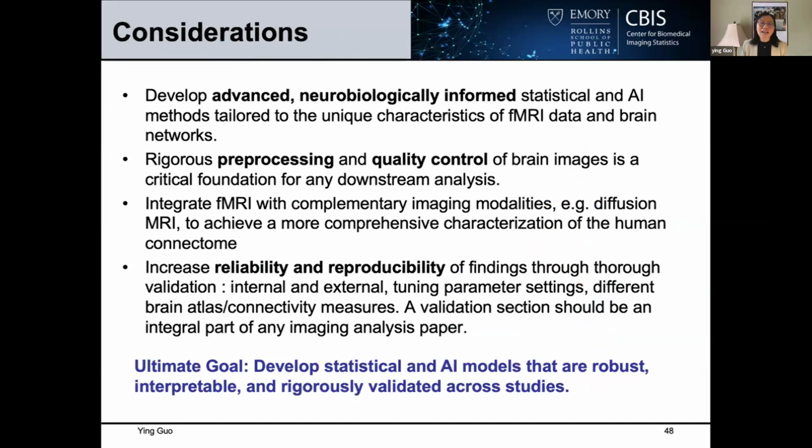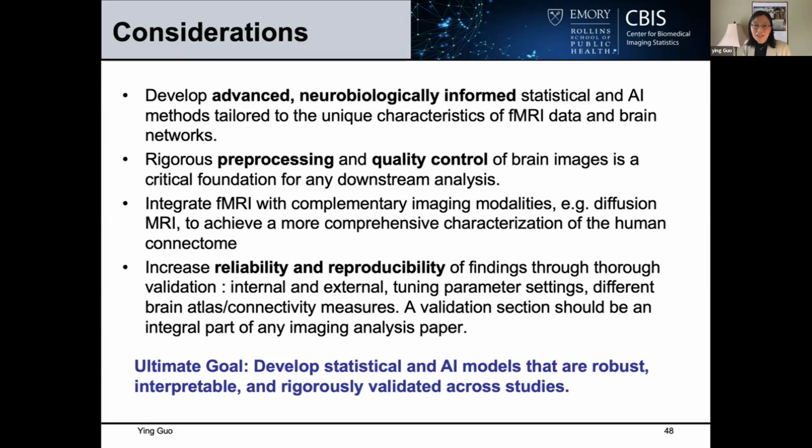And finally, some considerations in fMRI analysis. Developing advanced methods is definitely a must, but at the same time, I want to emphasize the methods also need to be neurobiologically informed and motivated. They really should address unique characteristics of fMRI data and brain networks. That is when you would see real gain from a new method. Rigorous pre-processing and quality control is very crucial. It is a critical foundation for any downstream analysis, because often the effects from these upstream steps are so big that they overcome the differences you would see when you choose different modeling mechanisms downstream. And of course, integrating fMRI with different modalities is an important area. And finally, reliability and reproducibility need to be significantly improved through thorough validation.